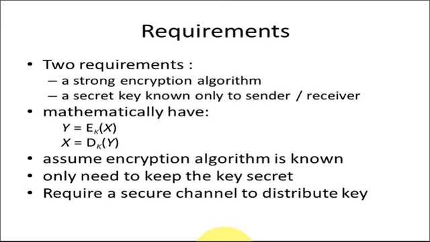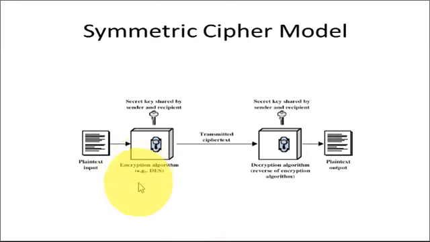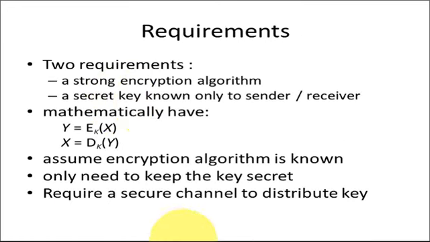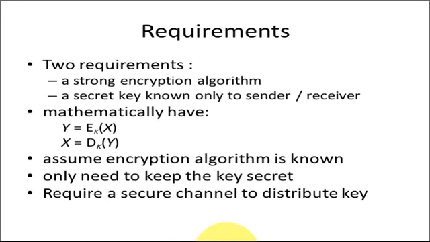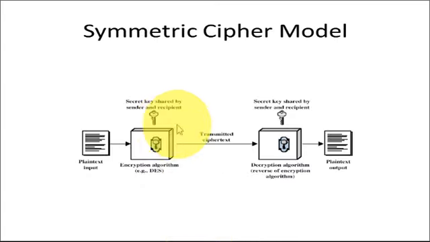Here in the symmetric cipher model, we need certain requirements. The main two requirements are a strong encryption algorithm, so we have to use the strongest encryption algorithm, and also the secret key. These are the two important requirements for the symmetric cipher model. The important thing is that this key should be known only by the sender and receiver.